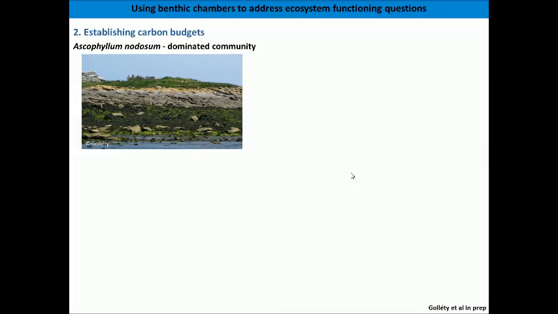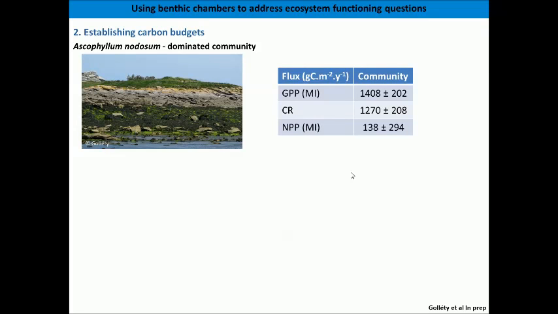Something similar has been done on an Ascophyllum nodosum dominated community, and you get these fluxes for gross primary productivity, community respiration, and net primary productivity, again under measured irradiance. This shows again the much higher magnitude of fluxes compared to the microphytobenthos, but it has the advantage that you can manipulate the system and especially perform measurements with or without the canopy in the chamber. You can then understand what is the role of this canopy in the budget, which is quite high.